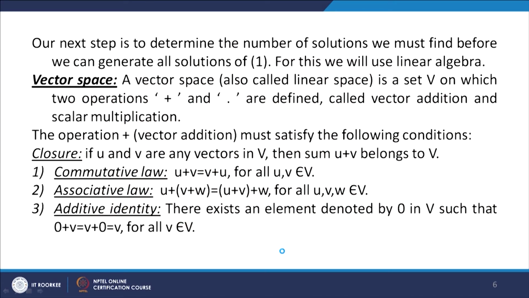Now our next step is to determine the number of solutions we must find before we can generate all solutions of the system of equations x dot equal to Ax. For this we will have to use linear algebra. So let us begin with the definition of a vector space. A vector space is also called a linear space. So it is a set V on which we define two operations. One is denoted by plus, the other is denoted by dot. The plus operation is known as vector addition and the dot is known as scalar multiplication.